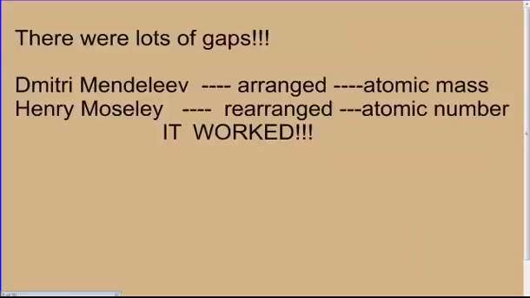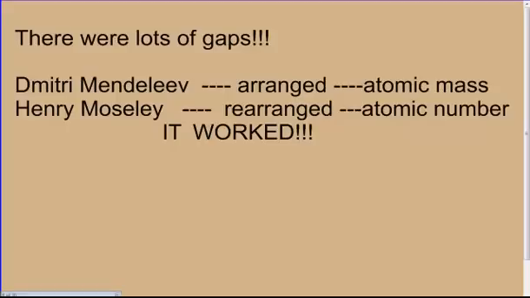There were a lot of gaps. When you did your periodic table with your classmates' names, you noticed that there was a couple gaps. One of the gaps you had to put smithium in and predict my properties. But there was a lot of gaps in Dmitri Mendeleev's periodic table. Remember, he arranged it by atomic mass.